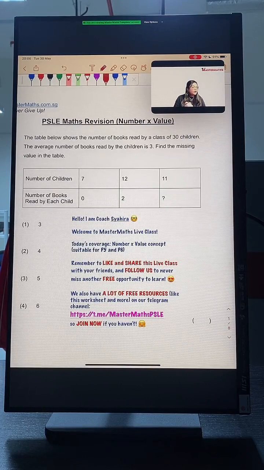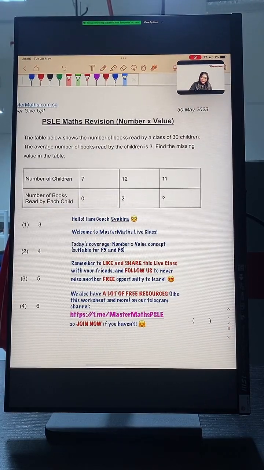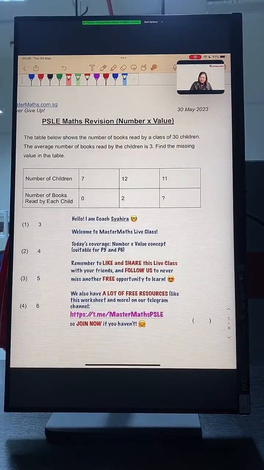Okay, and we are also going to be told the value of each of the items. The value of each of the items are also given. So if we have the number and the value, we can use this concept of number times value.